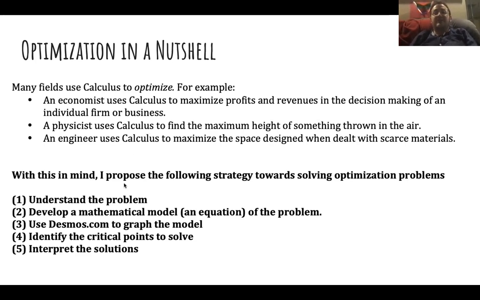Next week, we're going to go through this strategy of being able to solve optimization problems. The first thing we're going to do is take apart the problem and understand it, then develop a mathematical equation of the problem. And then steps 3 through 5 is just using our knowledge of calculus to solve it. If you know how to take a derivative and you know how to find a critical point, you'll be able to solve the optimization problems really well. And then lastly, interpreting solutions.